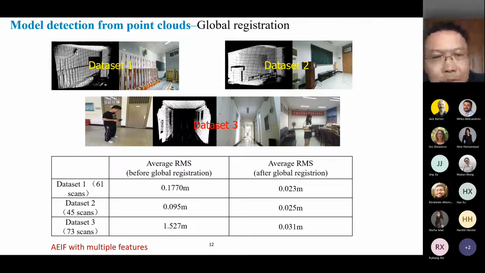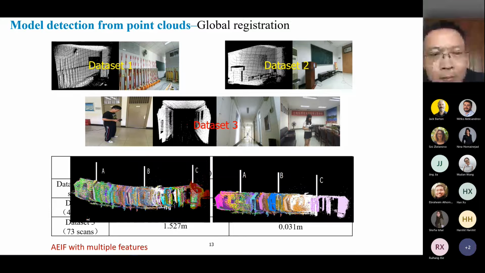Here is the comparison of the three data sets. We can see before the global registration and after global registration, a very high improvement of the accuracy. Next.